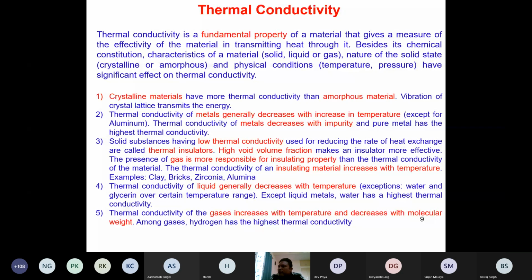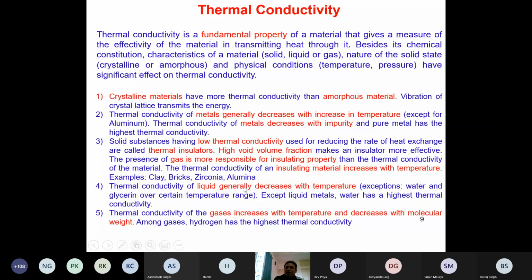For insulators, thermal conductivity increases with temperature, because most insulators generally have a foam-like structure. Most of these foam-like structures have void volume in which inert gas is present, and the thermal conductivity of gases increases with temperature, and therefore the thermal conductivity of the insulating material increases with temperature. Also, one thing to note down is that the insulating property of thermal insulators is primarily because of the gas entrapped in these voids.